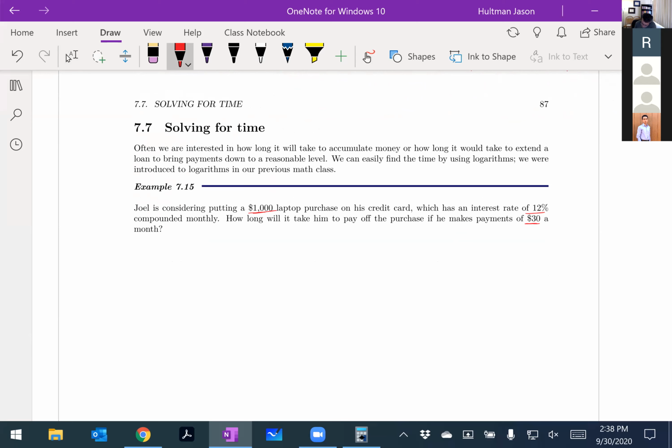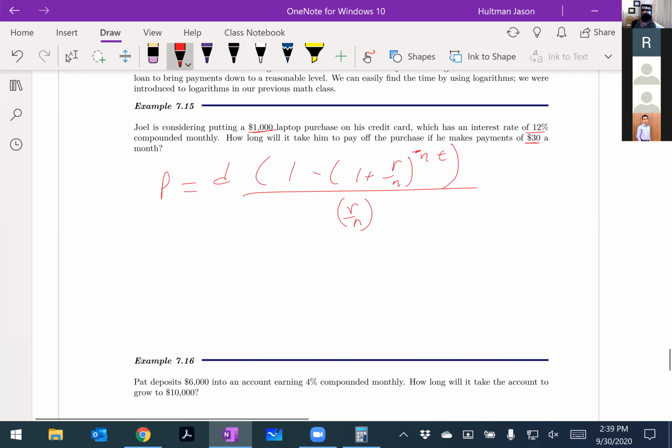So let's look at our formula here for loans, because it's a loan. He's loaning himself money, so it's D times 1 minus 1 plus r over n to the negative nt, all over r over n. Okay, so there's our loan formula. We want to solve for t this time.